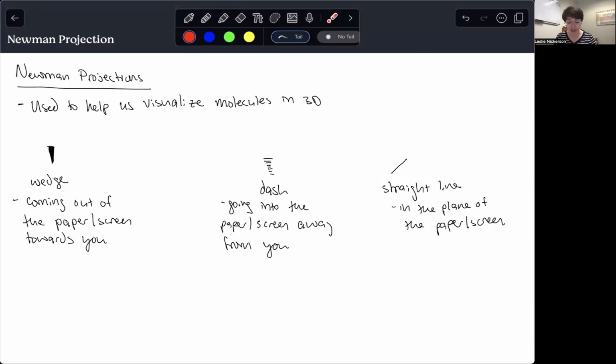One way is to use the wedge and dash system. They are shown right here. The wedge is going to be coming out of the paper towards your face. So if I have this molecule, this would be a wedge according to your perspective. The dash is going to be going away from you, and that's the blue one in the back.